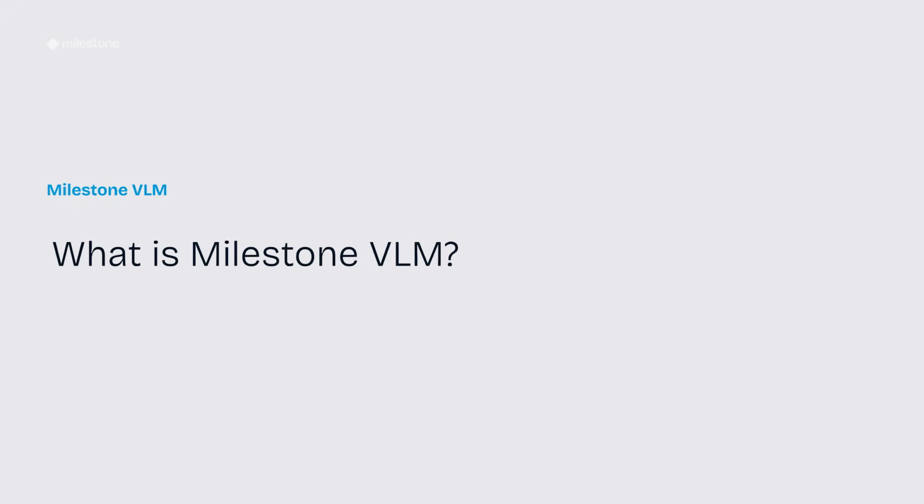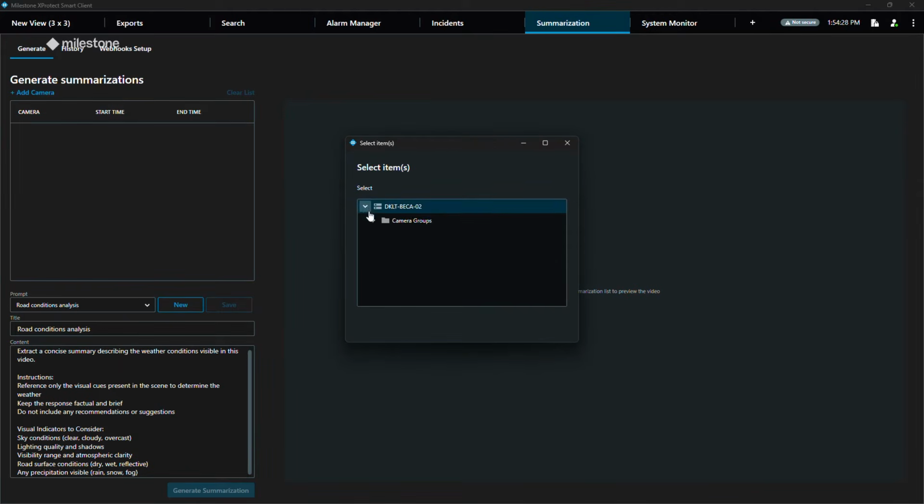What is the Milestone VLM? The Milestone Visual Language Model, or VLM, is a generative AI solution that provides text description of a video clip based on a natural language prompt.